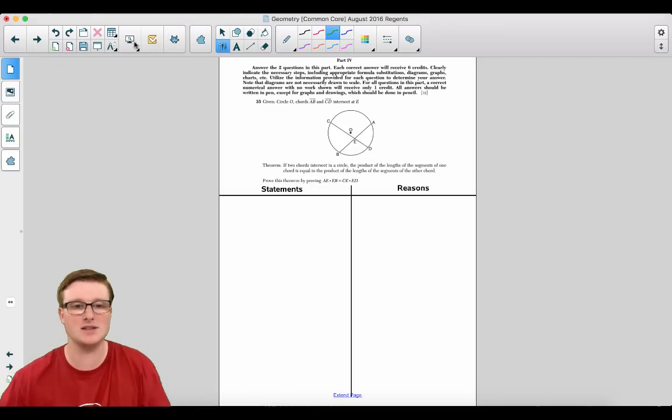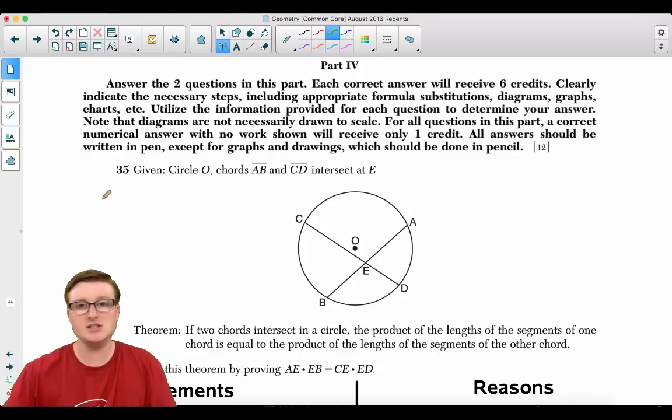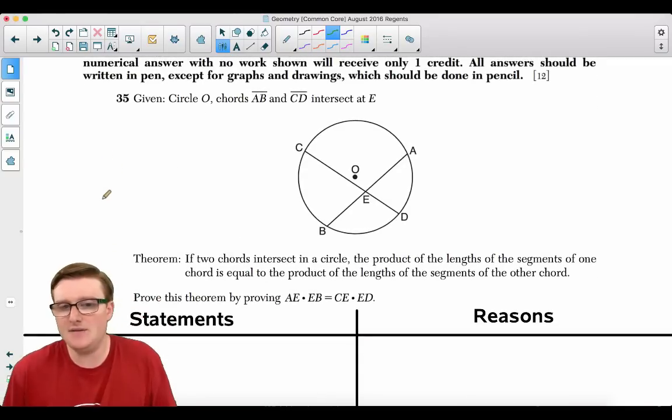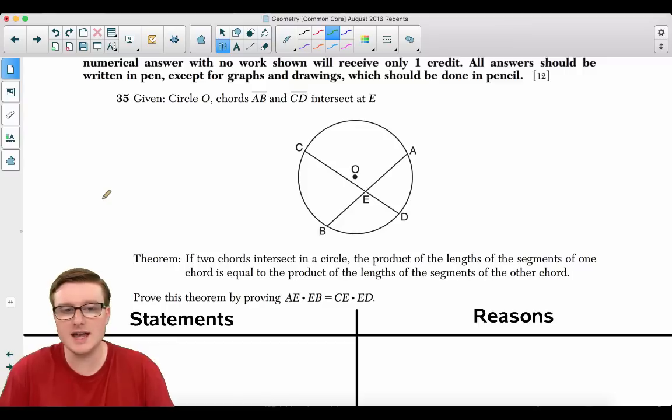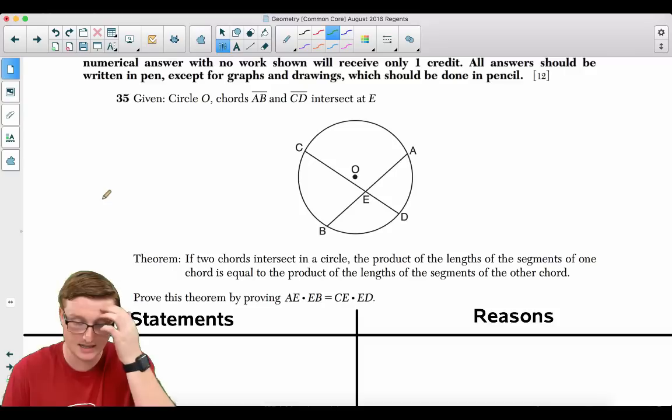And the part 4s on this exam, the first one was kind of tricky. The second one was not that bad. So this is a circle proof. Given circle O, chords AB and CD intersect at E. And it states a theorem. The theorem states if two chords intersect in a circle, the product of the lengths of the segments of one chord is equal to the product of the lengths of the segments of the other chord. Prove this theorem by proving AE times EB is equal to CE times ED.